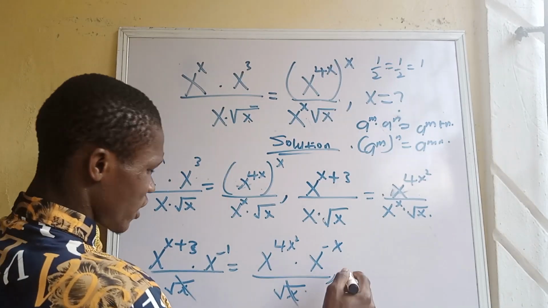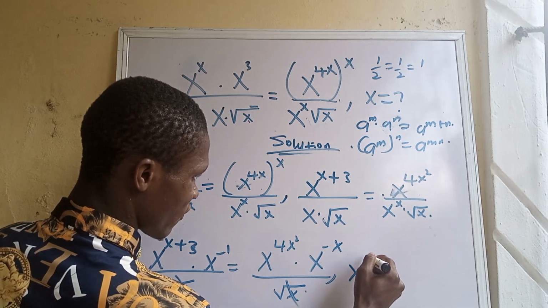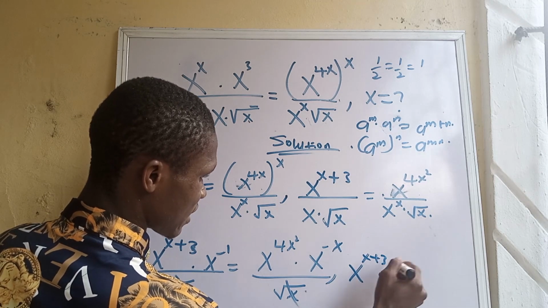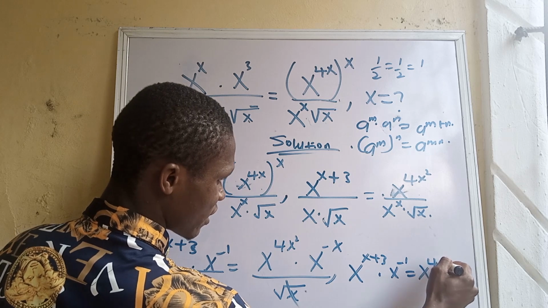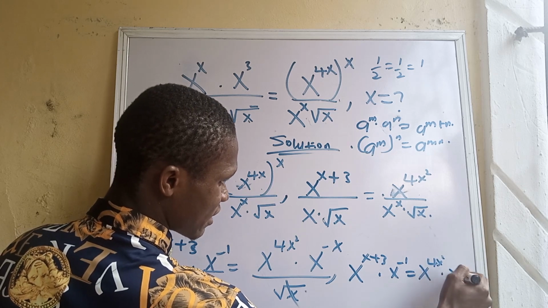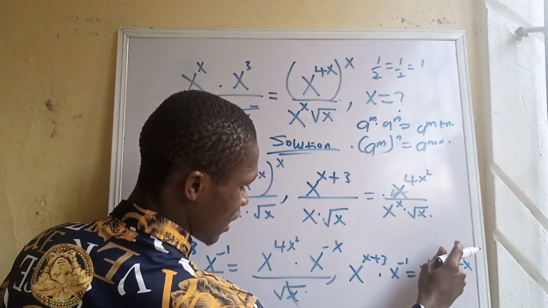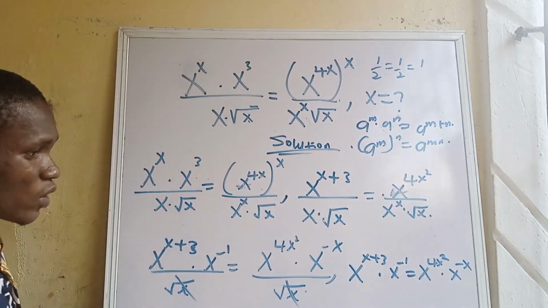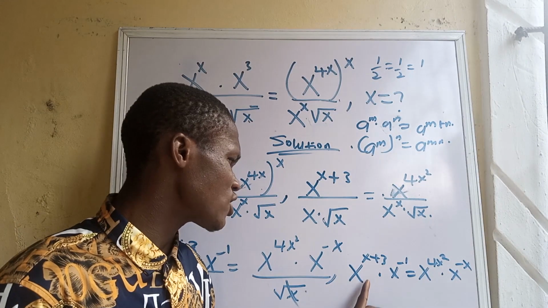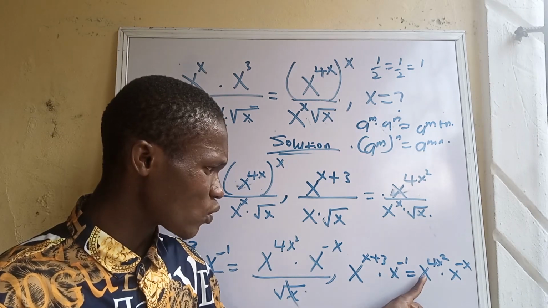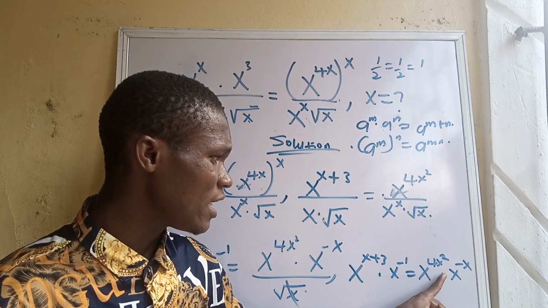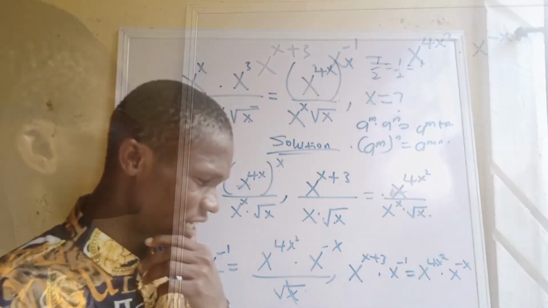Okay, having done this, we can say x to the power of x plus 3 times x to the power of minus 1 is equal to x to the power of 4x squared times x to the power of minus x. So our new equation is now x to the power of x plus 3 times x to the power of minus 1 equals x to the power of 4x squared times x to the power of minus x.